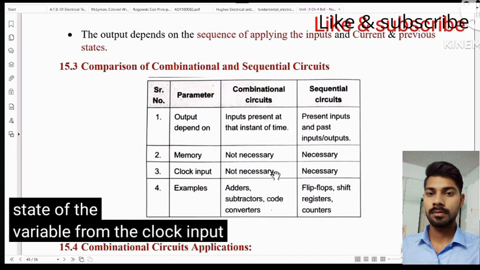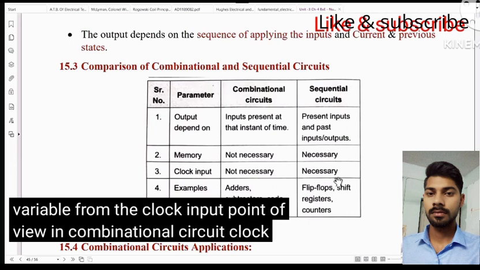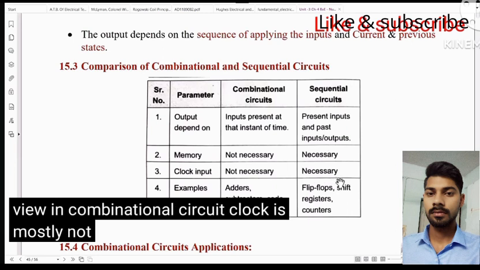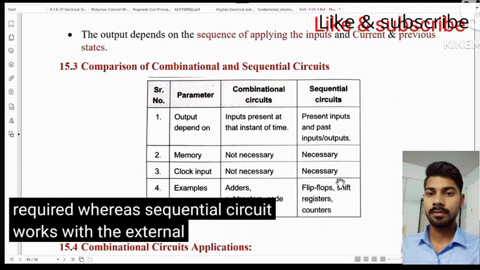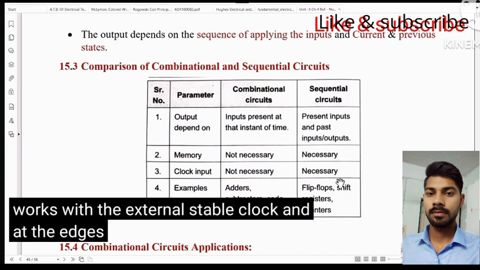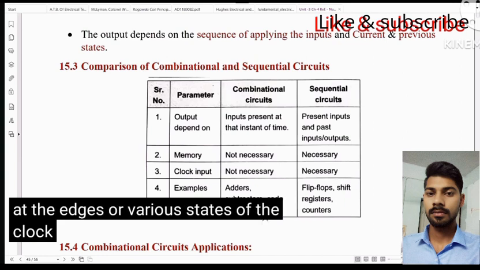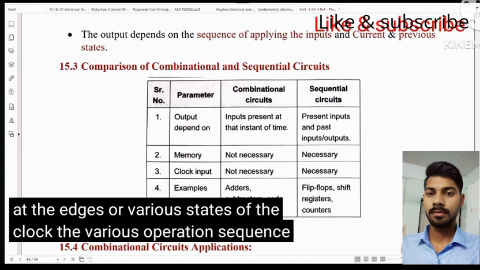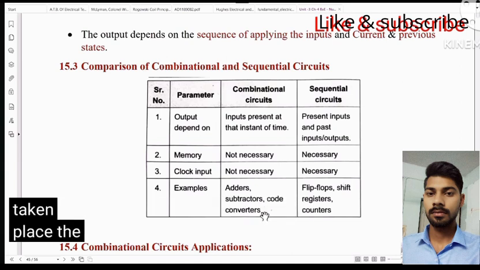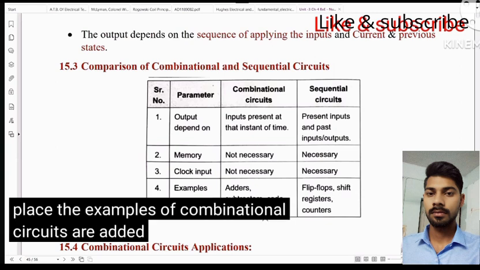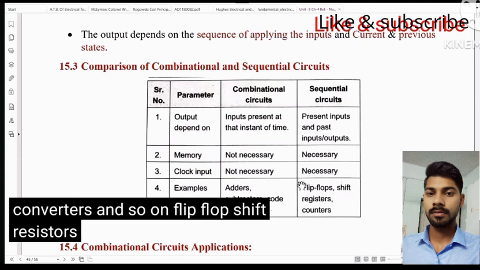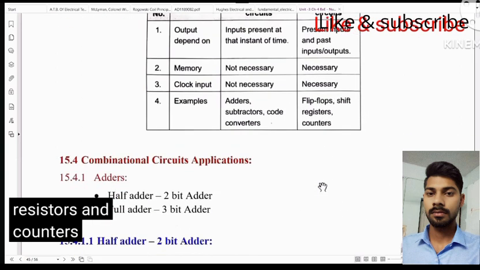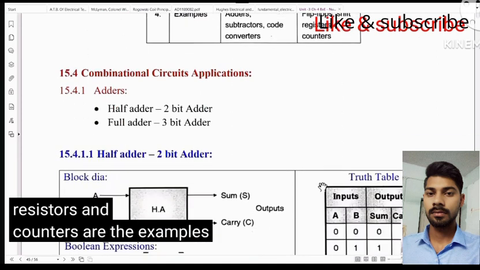From the clock input point of view, in combinational circuits, a clock is mostly not required, whereas a sequential circuit works with an external stable clock, and at the edges or various states of the clock, the various operation sequence takes place. The examples of combinational circuits are adder, subtractor, code converters, and so on. Flip-flops, shift registers, and counters are the examples of sequential circuits.